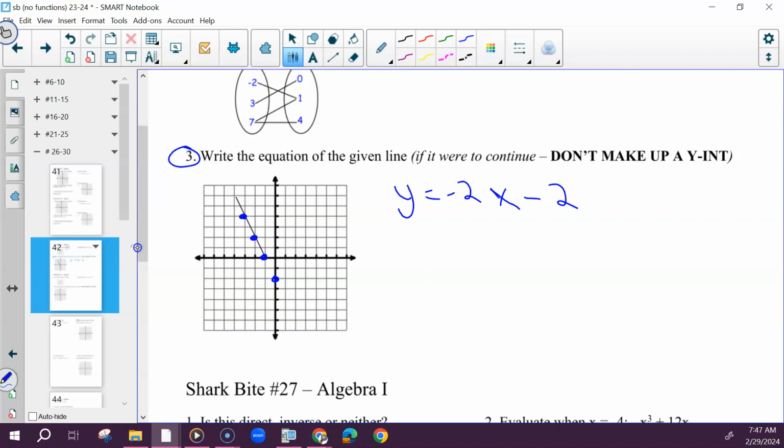But it said don't make a y. Oh, never mind. Yeah, so I was saying don't just randomly make a... I thought it meant like don't put it down. Okay.